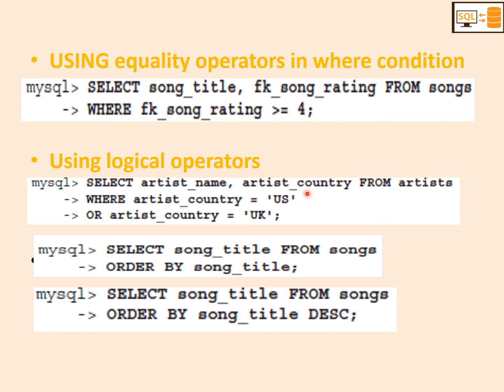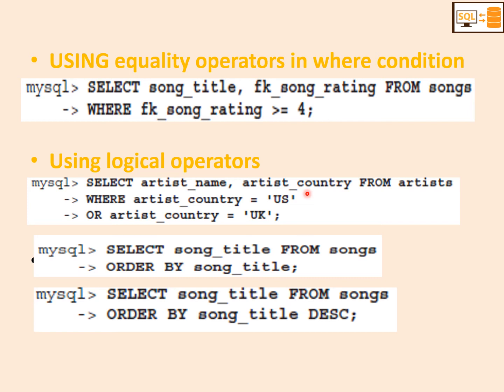Initially, all the rows having artist country equal to US or artist country equal to UK will be extracted. From those rows, the artist name and artist country columns will be displayed. The next command is select song title from songs order by song title.